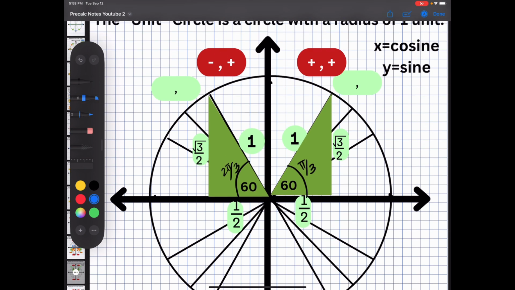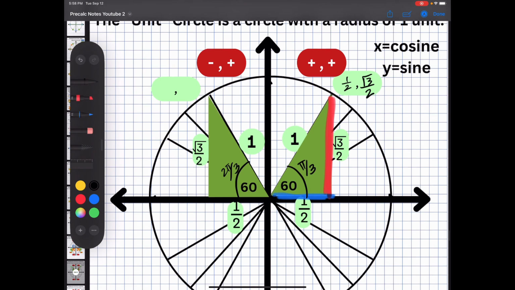And same thing, to get cosine, I use the x. And to get sine, I use the y. Both are positive in the first quadrant, so I can leave my answers that way. To get cosine in the second quadrant, I use the x value. And to get sine, I use the y value. And in the second quadrant, the first value must be negative, so that 1/2 becomes negative.